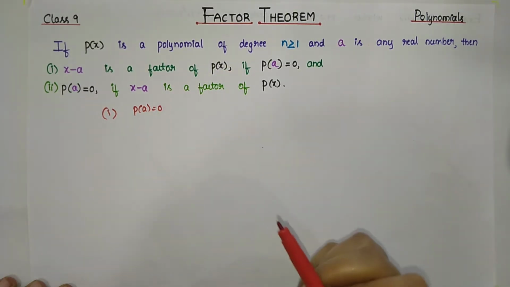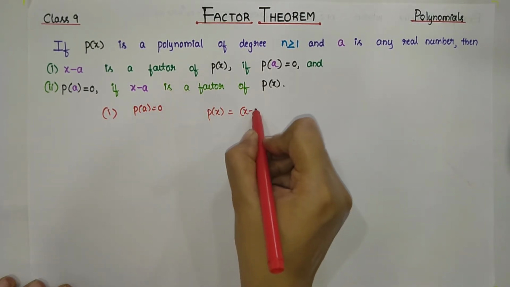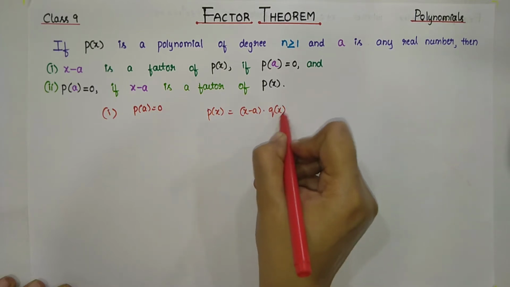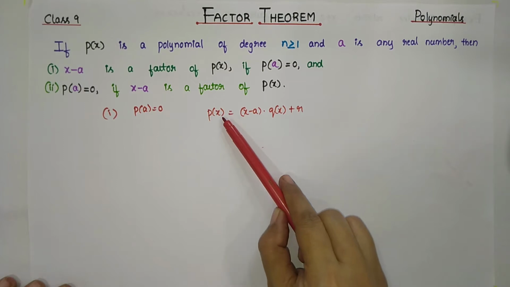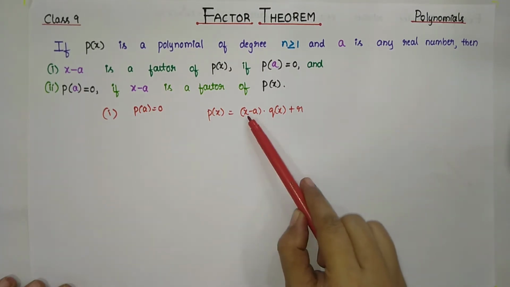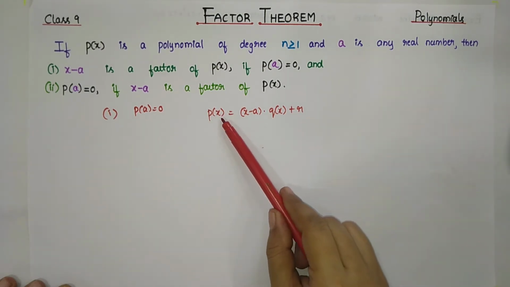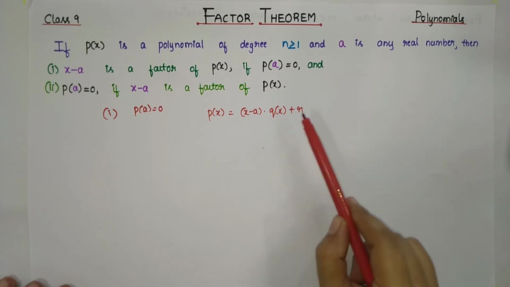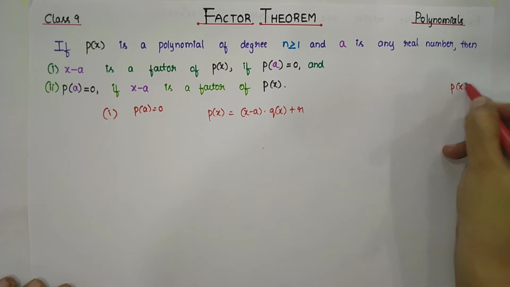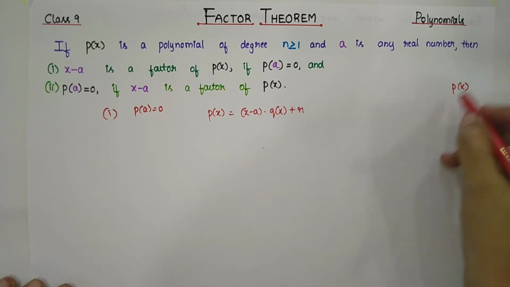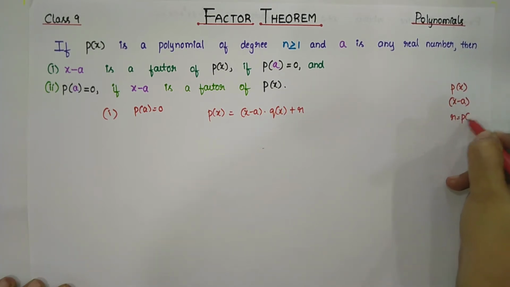So for that, from the remainder theorem, we know that p of x is equal to x minus a into q of x plus r, where p of x is a polynomial of degree greater than or equal to 1 and x minus a is the linear polynomial, that is the divisor which divides the polynomial p of x, and q of x is the quotient and r is the remainder. So from the remainder theorem, we know that when the polynomial p of x is divided by the linear polynomial x minus a, remainder is equal to p of a.